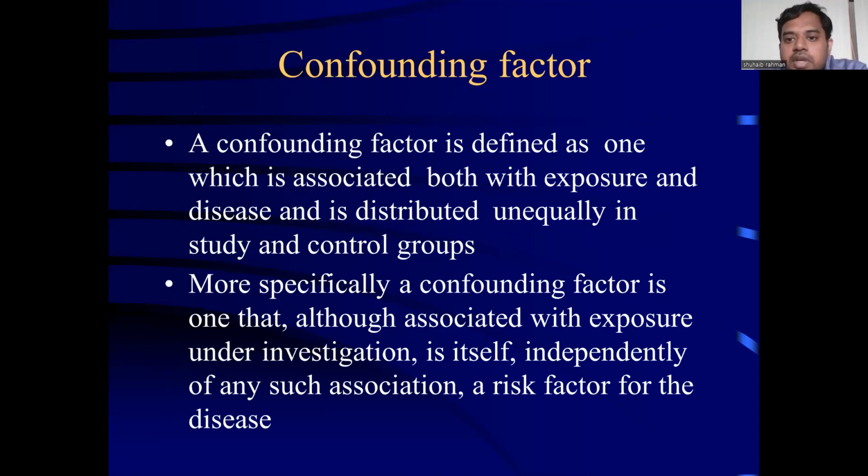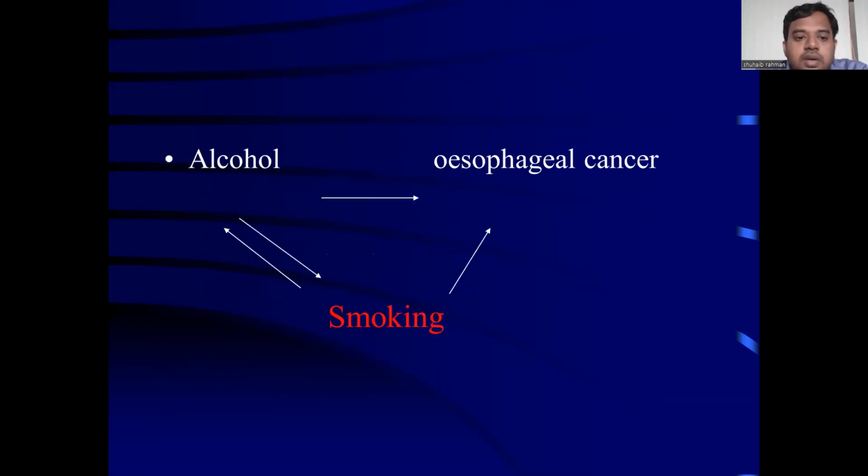Then we come to one of the important areas: what is a confounding factor? By definition, it's a tricky, little difficult definition. A confounding factor is defined as one which is associated with both exposure and disease and is distributed unequally in study and control groups. More specifically, a confounding factor is one that, although associated with the exposure under investigation, is itself, independently of any such association, a risk factor for the disease. Since the definition is a little difficult to understand, I'll explain with an example.